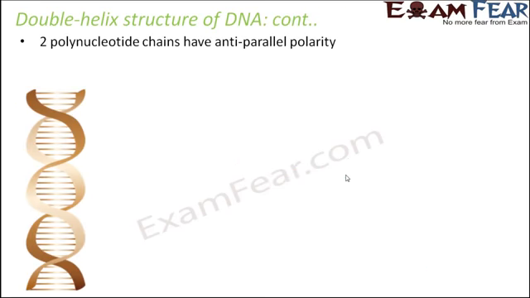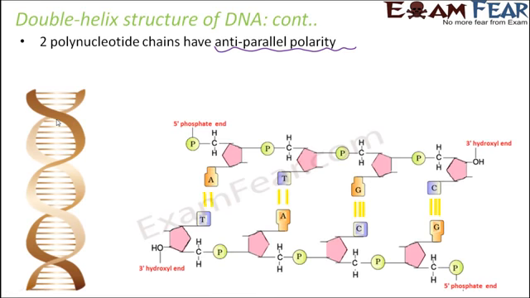The two polynucleotide chains have anti-parallel polarity. This is again another important point to be noted. What do we mean by anti-parallel polarity? Let us try to understand this. Now, as I mentioned before, DNA has two strands of polynucleotide. So here you can see that this is one chain and this is the other chain. Let us suppose this is chain 1 and this is chain 2. These are the two chains which form the two strands of DNA.